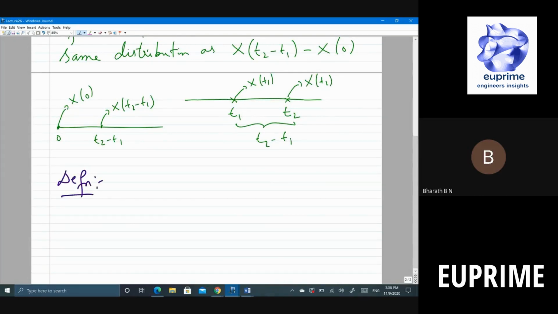The other thing that we also looked at in the context of Poisson was independent increments. What do you mean by that? I won't formally write it here. I'll probably write the description.